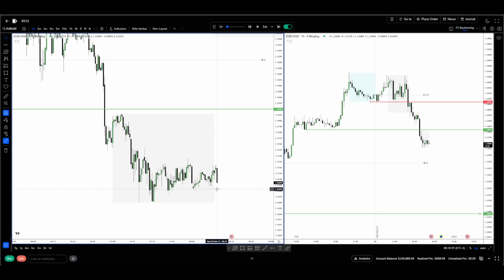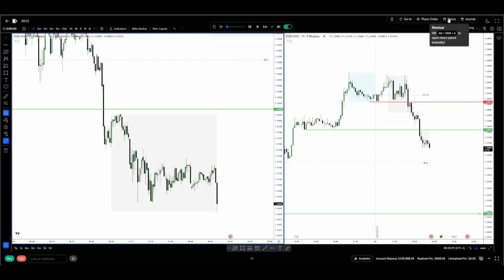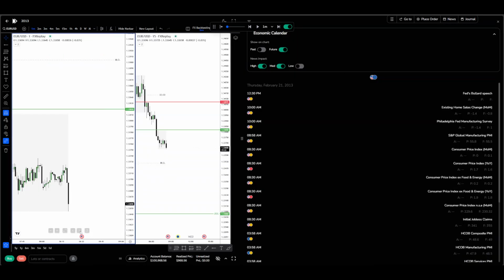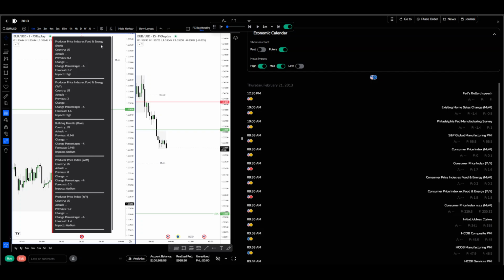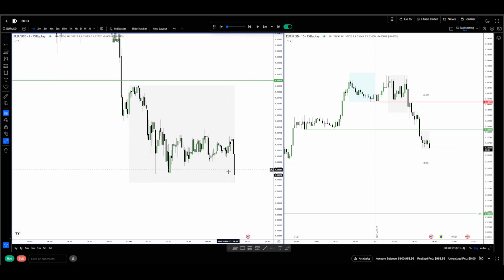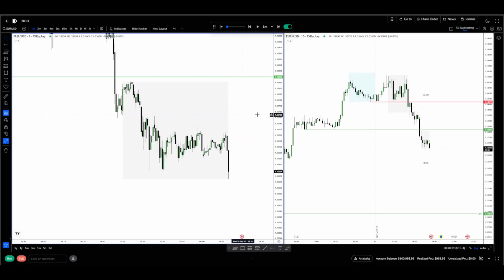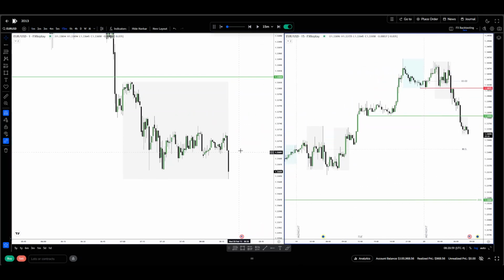And there comes news. Not sure what kind of news it is. I can click on it, of course. Producer price index, okay. So it can do two things. News is in about 10 minutes. So it can go up, take out the liquidity, and after the news go lower, so to manipulate. And the other move would be just straight to the downside.